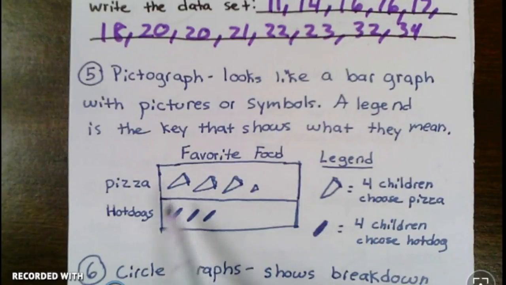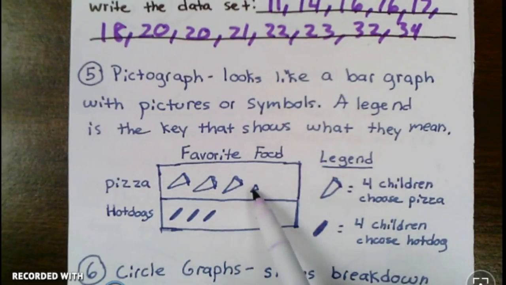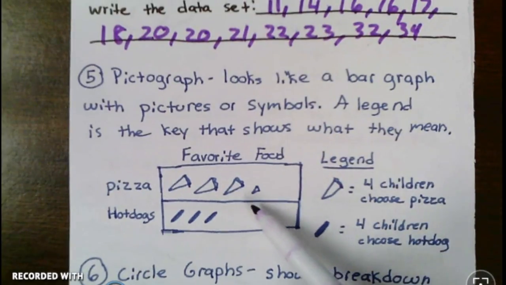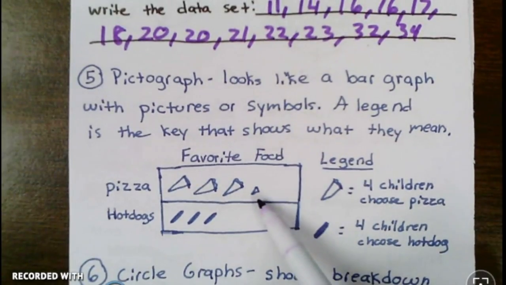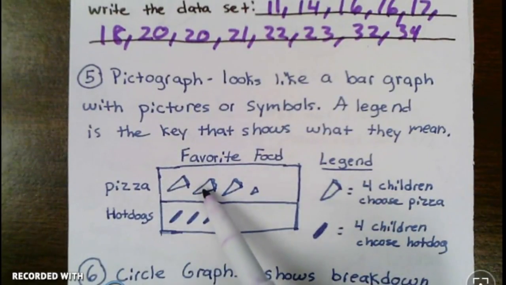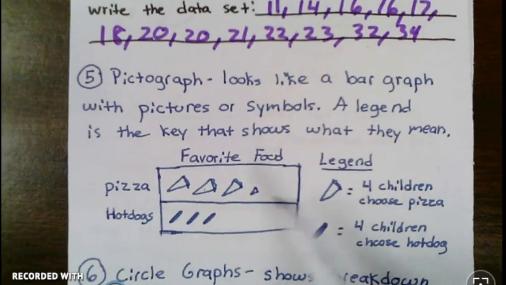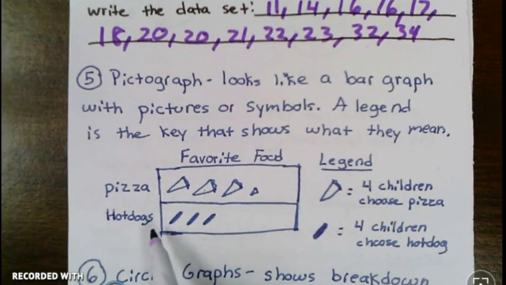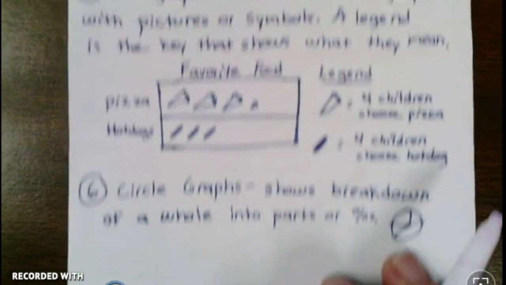So I can use this to figure out that there's 1, 2, 3 full pizzas, which means there were 12 children there, and then half a thing, which would be 2. I think that would be half. We're going to say that that's half. So if that's a half of one, then it would be 4, 8, 12, 14. So 14 children would have chosen pizza, and with hot dogs, it would have been 12 children chose hot dogs.